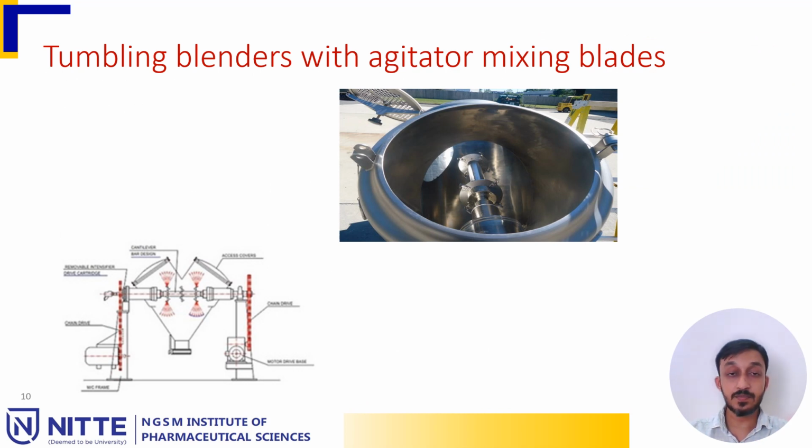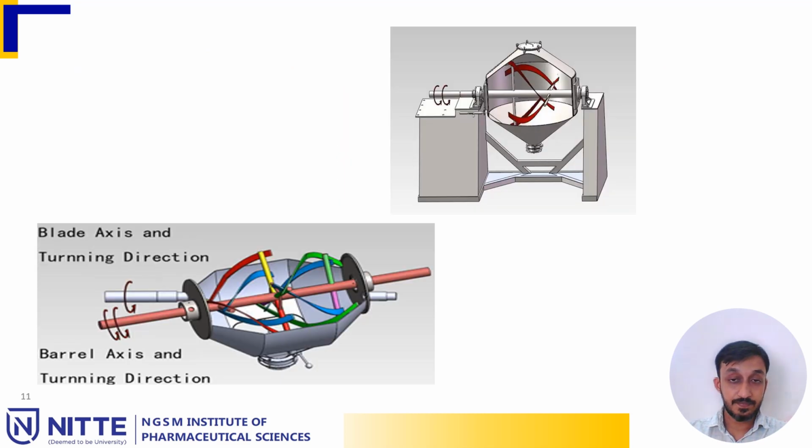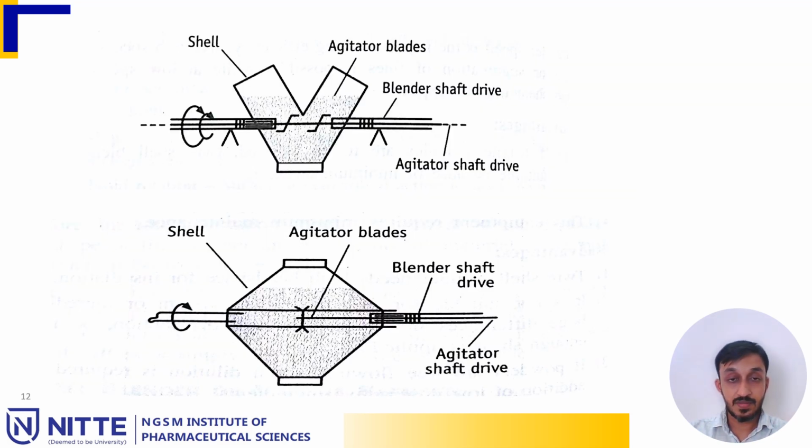Now look into the tumbling blenders with agitator mixing blades. These are modified blenders which we came across earlier. So you can see in the image there is a V-cone blender with agitating blades. And there is another double cone blender with agitating blades inside. These are modified versions of the same blenders. There are few images showing the kind of blades situated within the particular shell that can be a V-cone or a double cone sort of shell.